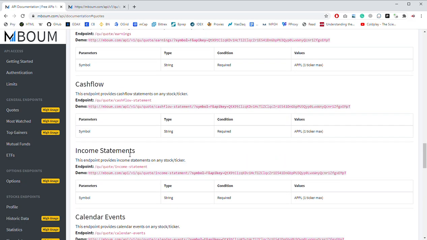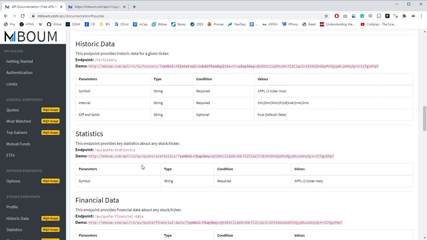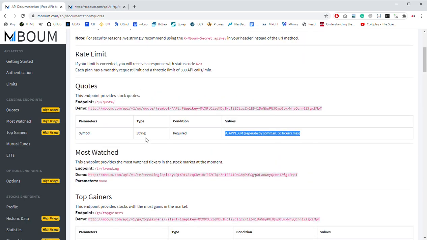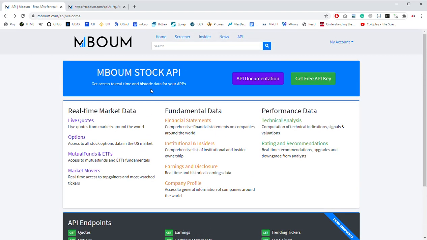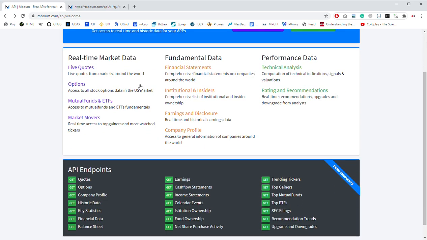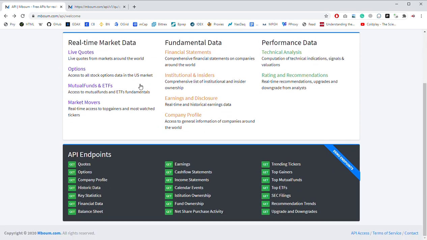So I recommend you just go over each API endpoint and figure out what you like, what you want to use. It's free. You just need to sign up to obtain a free API key, and then you can start querying live information.